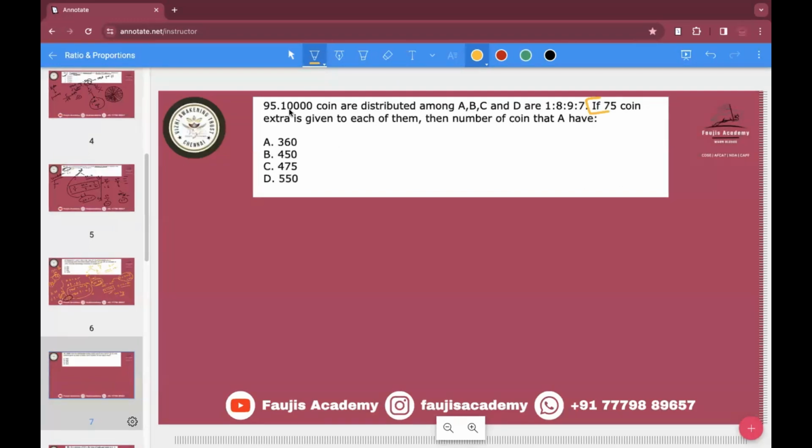Jenny, look, these many coins are there. 10,000 coins are distributed amongst A, B, C, D in the ratio 1:8:9:7. We don't know the exact number of coins each has. Total is 10,000, right? So can we write 1x, 8x, 9x, and 7x, assuming they are in the ratio of x?